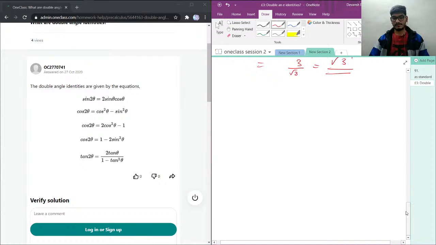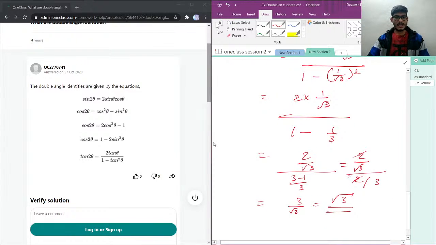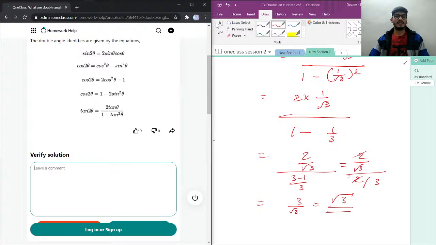So in this way we can use double angle identities to calculate the tangent, sine and cosine of those angles which are multiples, like, if you want to calculate for 60 we can use 2 times 30. If you want to calculate for 120 we can use 2 times 60, and in such a way we can use these double angle identities. So correct solution. Great job.